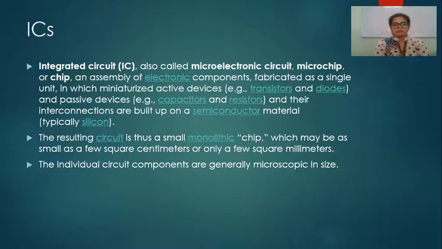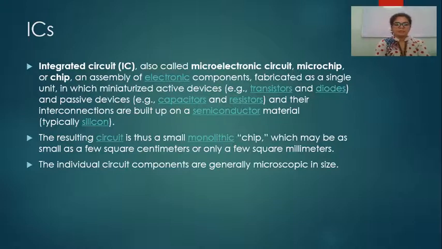Now these devices are transistors, diodes, capacitors and resistors. So ultimately an IC can be made by a combination of different devices like transistors, diodes, capacitors and resistors. So we can say an IC can be fabricated by a combination of both active devices as well as passive devices. In the active devices we have two categories, transistors and diodes, whereas in the passive devices we have capacitors and resistors. And the interconnections are built up on a semiconductor material, typically silicon.